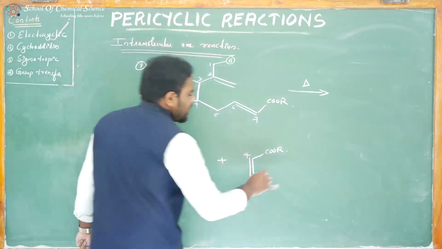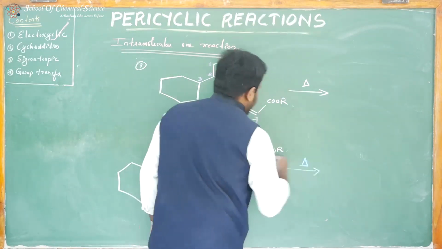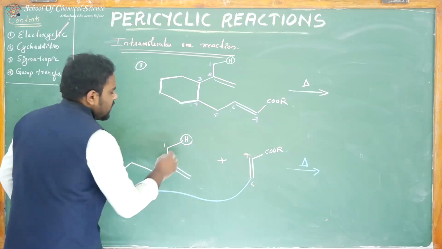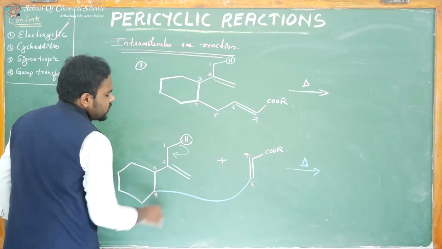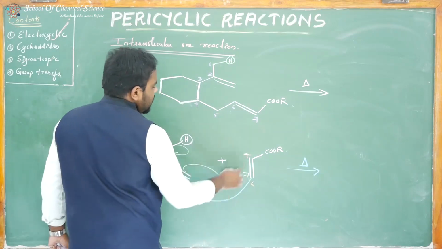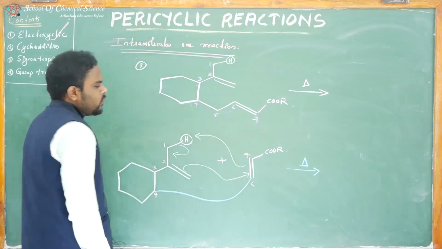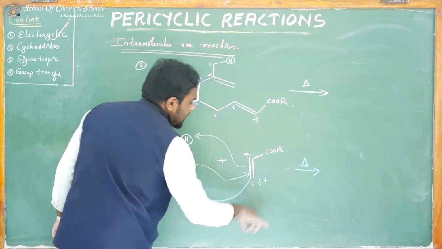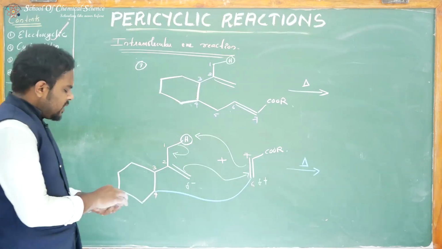Then write the product under thermal condition. What will be the product? This carbon-hydrogen sigma bond shifts towards here, this towards here, and this will make a new bond. Here this is the negative density and this is the positive density, that is the regioselectivity.